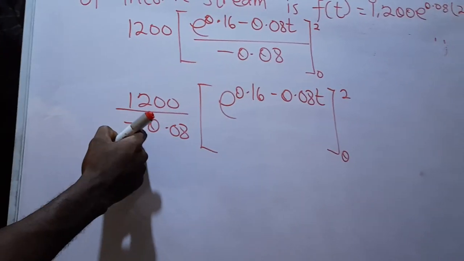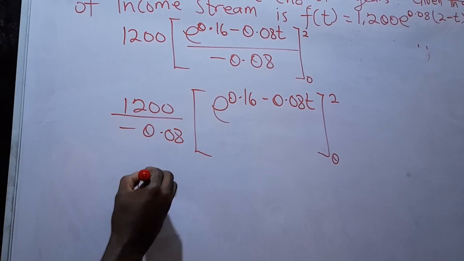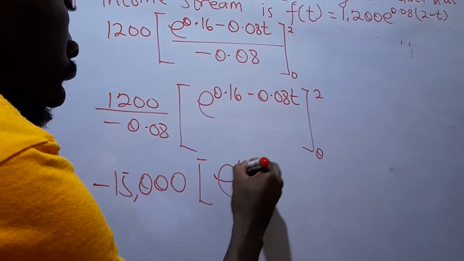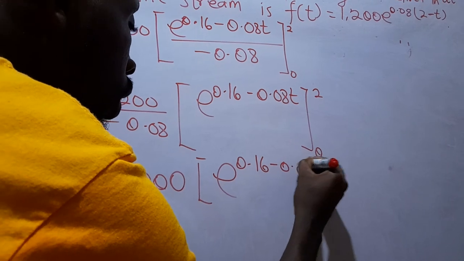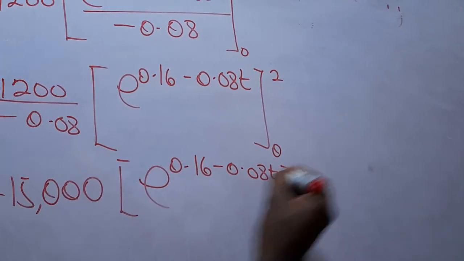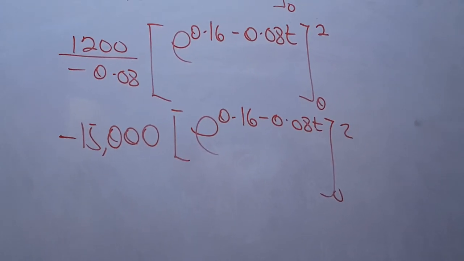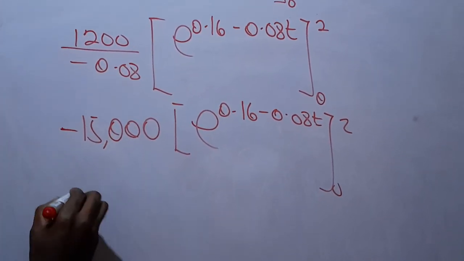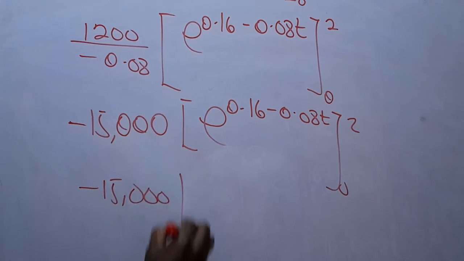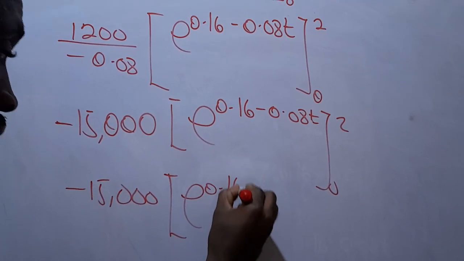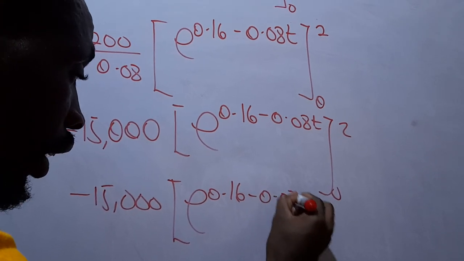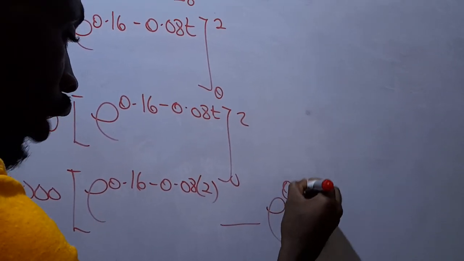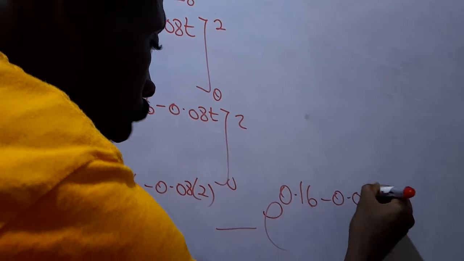So when we divide 1,200 by negative 0.08, we'll get negative 15,000. Then e exponent 0.16 minus 0.08 t spanning from 0 to 2. So remember how we solve definite integration. We substitute 2 in the place of t, minus, substitute 0. So we have negative 15,000 bracket e exponent 0.16 minus 0.08 times 2, then minus e exponent 0.16 minus 0.08 times 0.